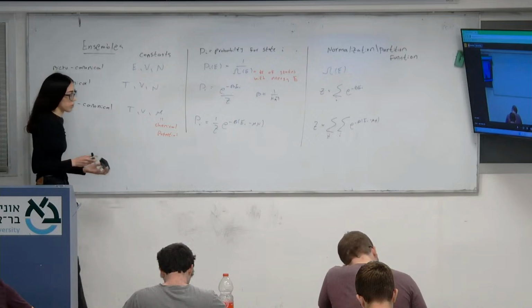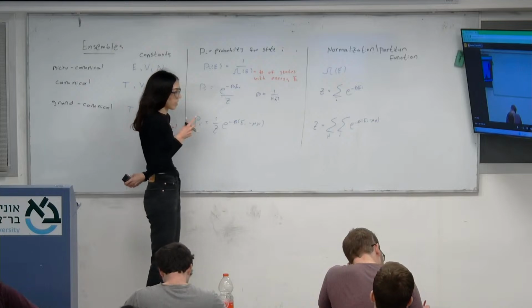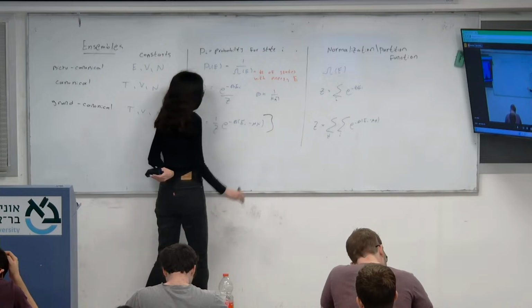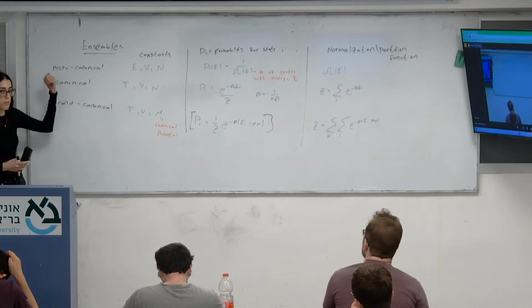So now what we want to do is quickly go through and try to prove this formula for the grand canonical ensemble. Can I erase that?